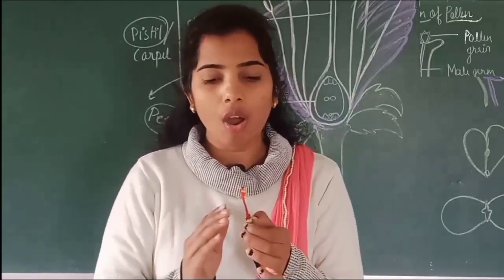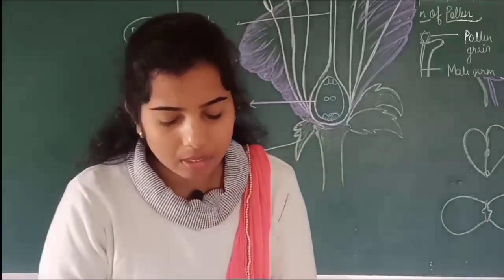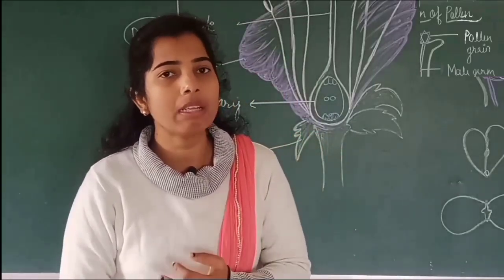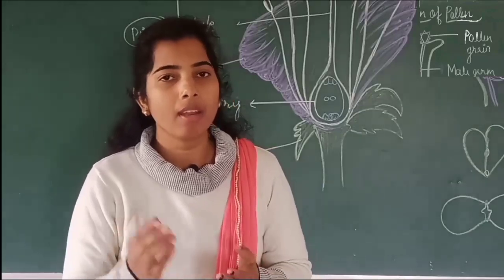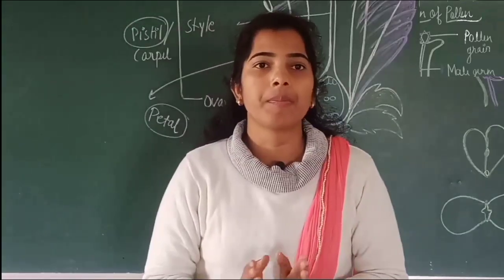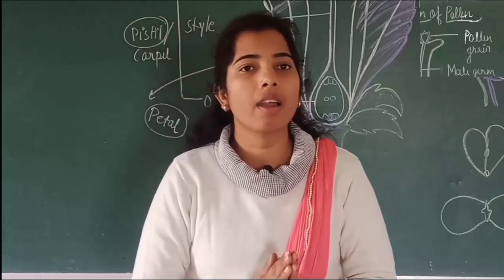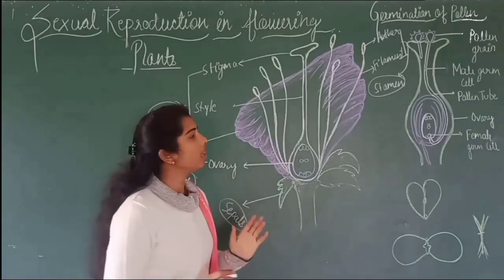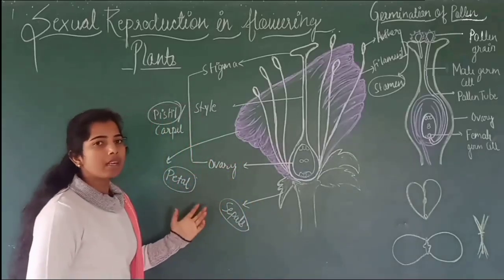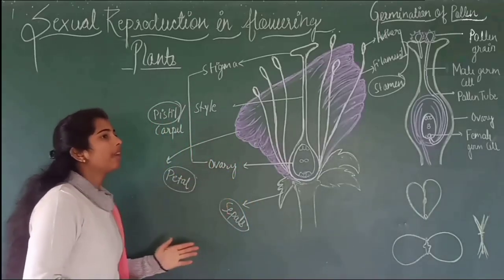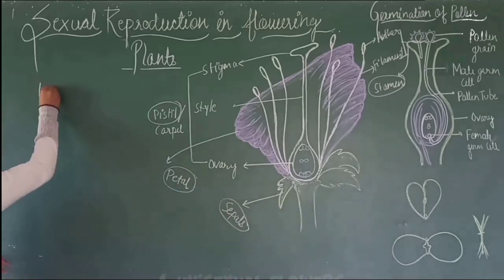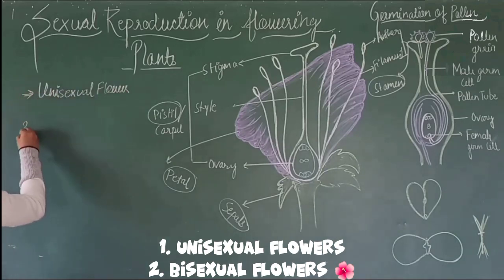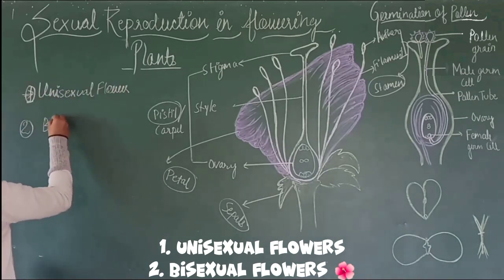We see clearly all the parts of the flower. These are the main four parts of the flower: first is sepals, second is petals, third is the pistil, and fourth is the stamen. The stamen is the male part and the pistil is the female part of the flower. In the hibiscus flower, we see clearly that the male and the female parts are both present in the same flower. There are two types of flowers: unisexual and bisexual.